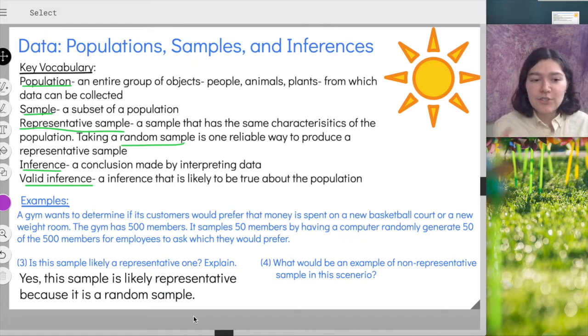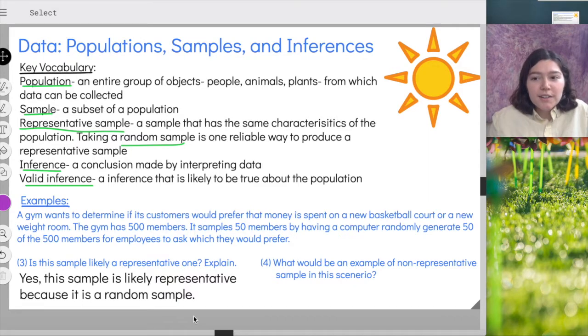Alright, and then our last question for this situation is question number 4. What would be an example of a non-representative sample in this scenario? So in this case, we know they randomly chose 50 members. But what would be an example of a non-representative sample, meaning a sample that likely doesn't have the same characteristics of the population? Well, we're trying to figure out if customers would prefer a new basketball court or a new weight room. So if the gym, in order to figure out what they would prefer, just hung out in the basketball court and only asked people in the basketball court, do you think we should get a new basketball court or a new weight room?